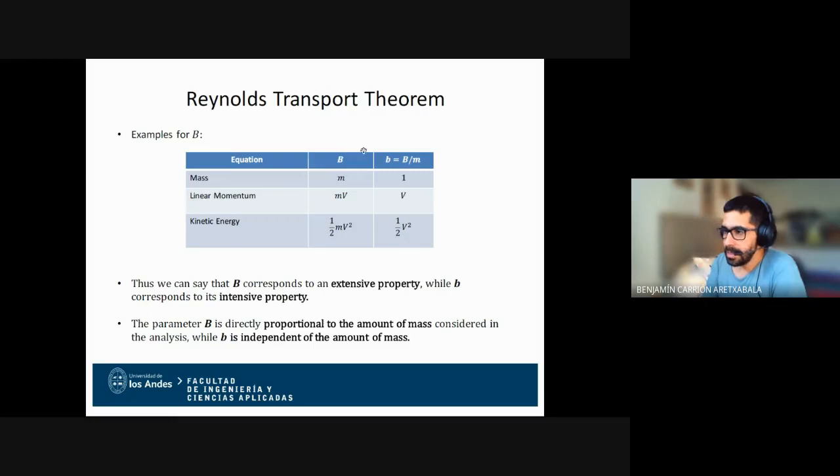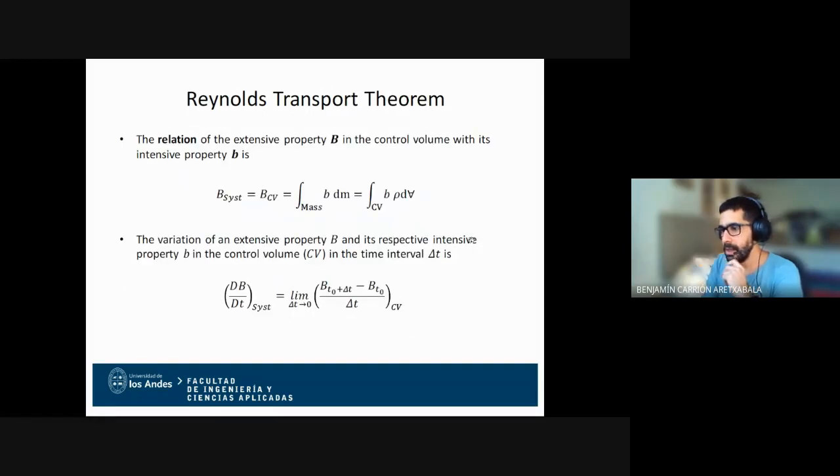So big B is the extensive property we're interested in, and little b is the intensive property. I mean, little b is independent of the mass, and big B is proportional to the amount of mass, okay? And this is important because it's in how we're going to define this theorem. We're going to be actually using small b. Okay, so this is the main idea, and we can do a lot without going into math. So just try to follow.